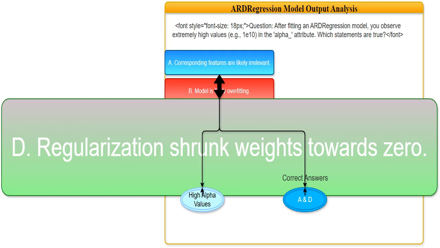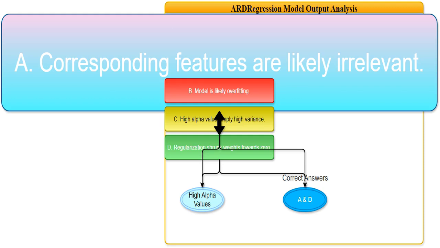The correct answers are A and D. This reinforces what we just discussed. High alpha values imply irrelevant features, A, and regularization successfully shrinks the weights to nearly zero, D. The incorrect option, C, high alpha values imply high variance, is addressed in the provided text.